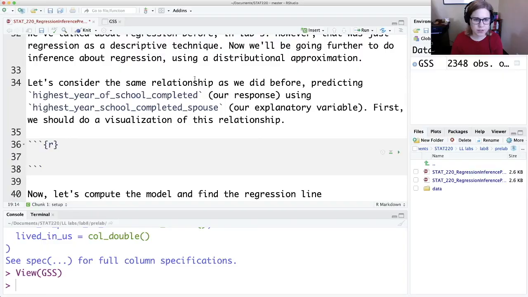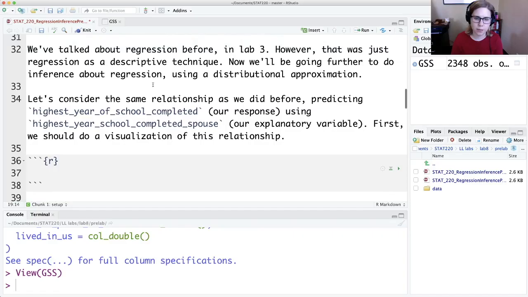So I want to consider the same relationship we did in Lab 3. We're going to look at the relationship between the highest year of school someone completed and the highest year of school their spouse completed. So we want to try and predict the highest year of school someone completed based on the highest year of school their spouse completed. So that's our explanatory variable. The first thing we should do is a visualization of this relationship, and I would encourage you to pause the video and see if you can figure out how to do the visualization before you go on.